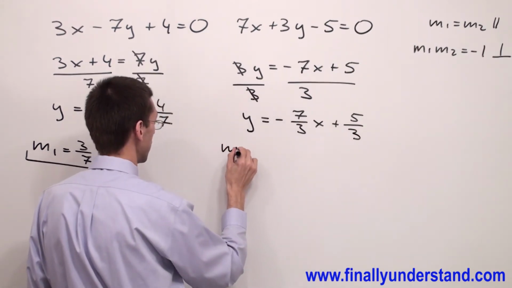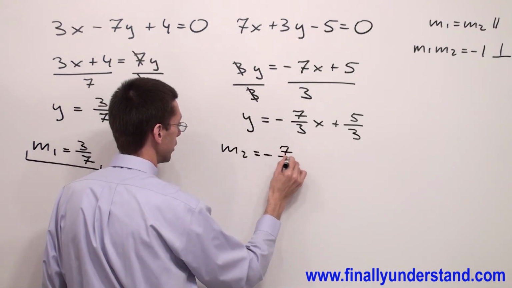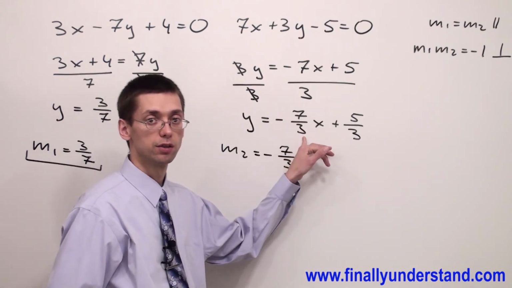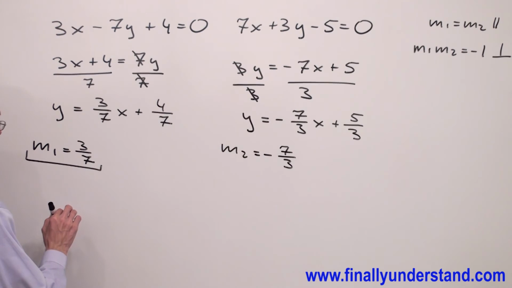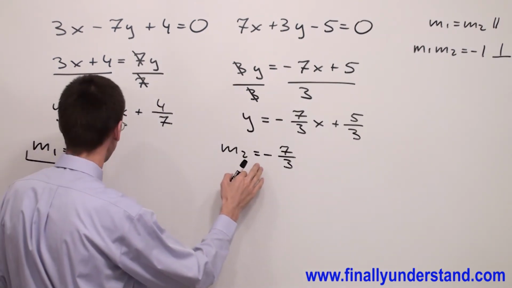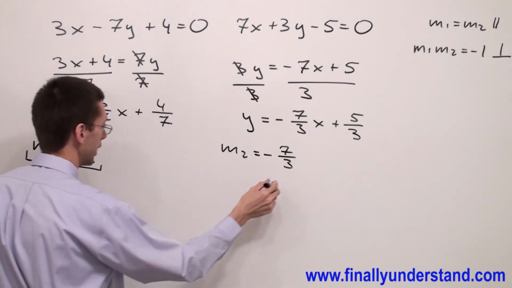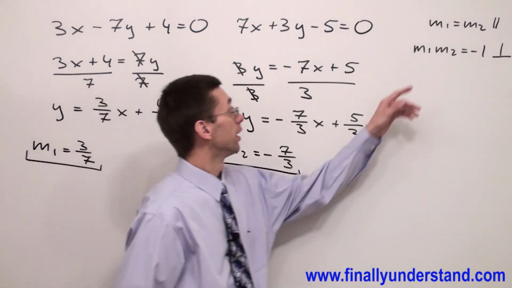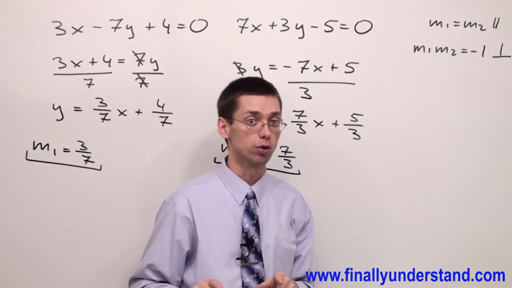So m2 is equal to negative 7 over 3. Please notice that the coefficient of x is the slope. Now, let's take a look. We have m1 equals 3/7 and m2 is equal to minus 7/3. They are different, okay? So when m1 is not equal to m2, the lines are for sure not parallel.